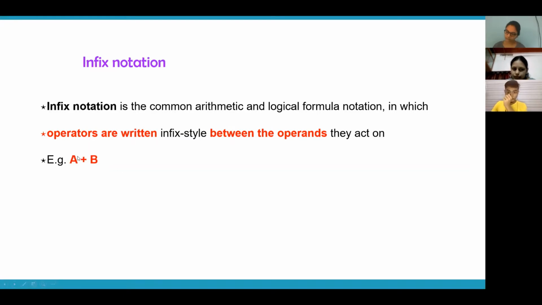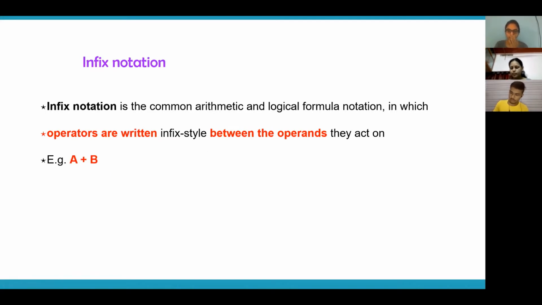See, if you write any expression like this, in this format, it is called an infix expression. That means these are your operands, this is your operator, right? So your operator comes in between your operands. If you write an expression with operators in between the operands, that notation is referred to as infix notation. It's a common way of writing an arithmetic or logical expression wherein the operators are written in infix style. That is what is meant by infix notation.